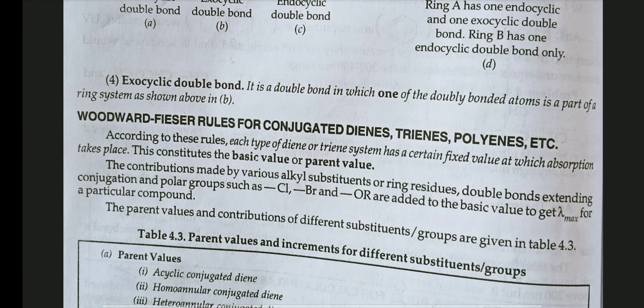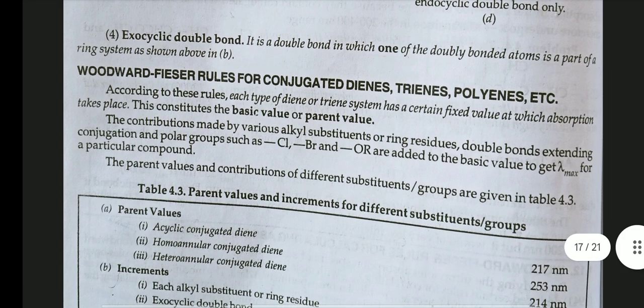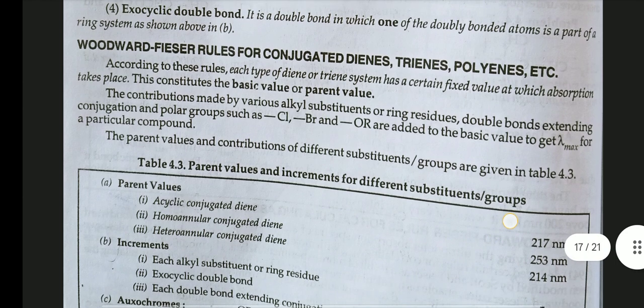Woodward-Fieser rules for conjugated dienes, trienes and polyenes. According to these rules, each type of diene or triene system has a certain fixed value at which absorption takes place. This constitutes the basic value or parent value. The contribution made by various alkyl substituents or ring residues, double bonds extending conjugation and polar groups such as Cl, Br, OR are added to the basic value to get lambda max for a particular compound. The parent value and contribution of different substituent groups.